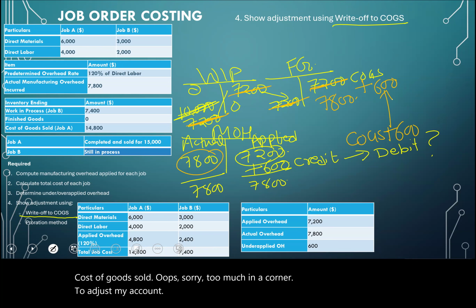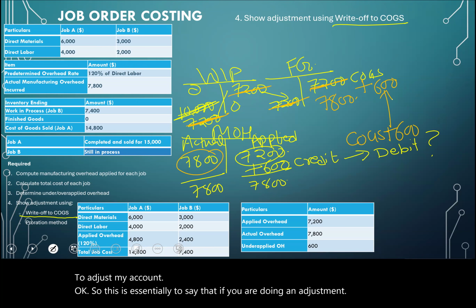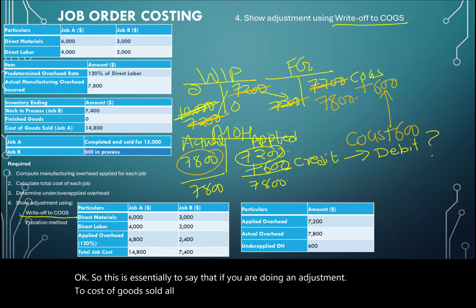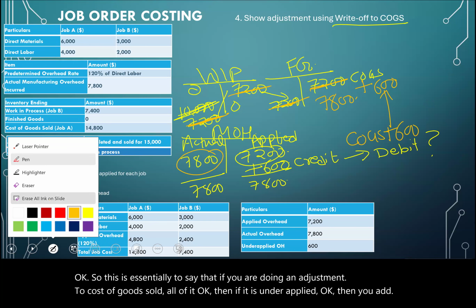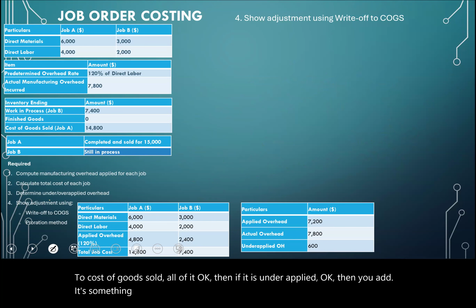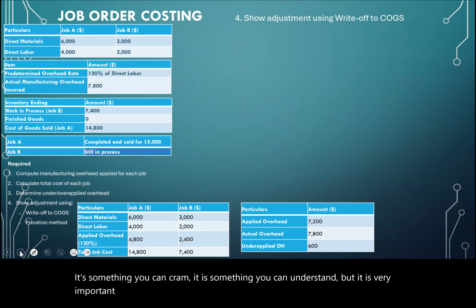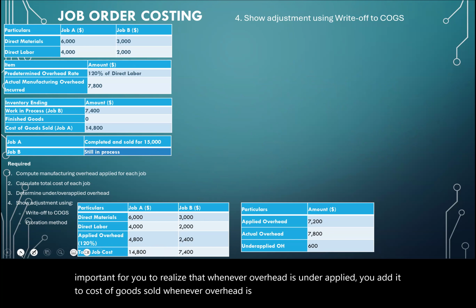Okay, so this is essentially to say that if you are doing an adjustment to cost of goods sold, all of it, then if it is underapplied, then you add. It's something you can cram, it is something you can understand, but it is very important for you to realize that whenever overhead is underapplied, you add it to cost of goods sold. Whenever overhead is overapplied, you subtract it from cost of goods sold.